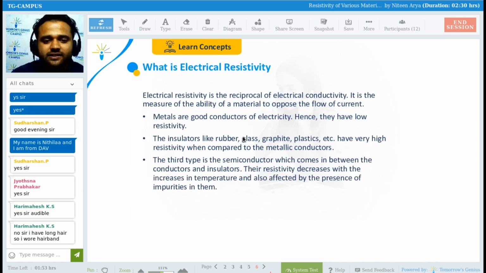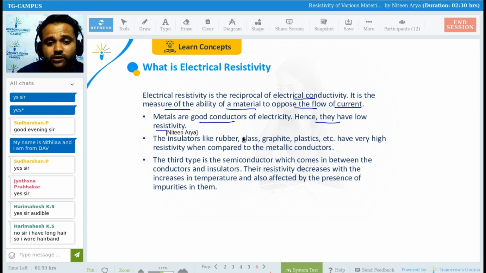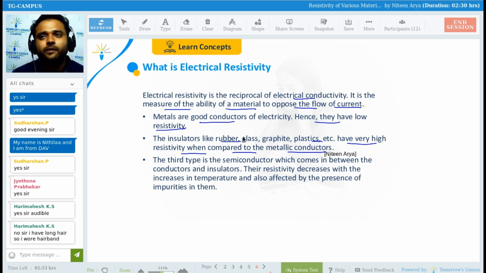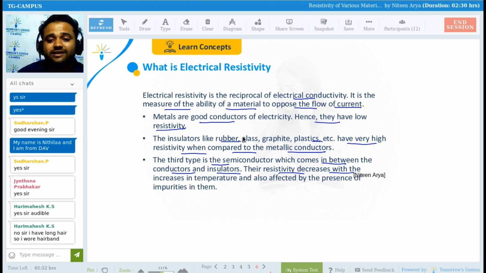So this is electrical resistivity. We already talked about it, let's revise. Electrical resistivity is the reciprocal of electrical conductivity. It is the measure of the ability of a material to oppose the flow of current. Metals are good conductors of electricity, hence they have low resistivity. Insulators like rubber, glass, graphite, plastic, etc. have very high resistivity compared to metallic conductors like aluminium, copper, iron. The third type is the semiconductor, which comes in between conductors and insulators. Their resistivity decreases with the increase in temperature.